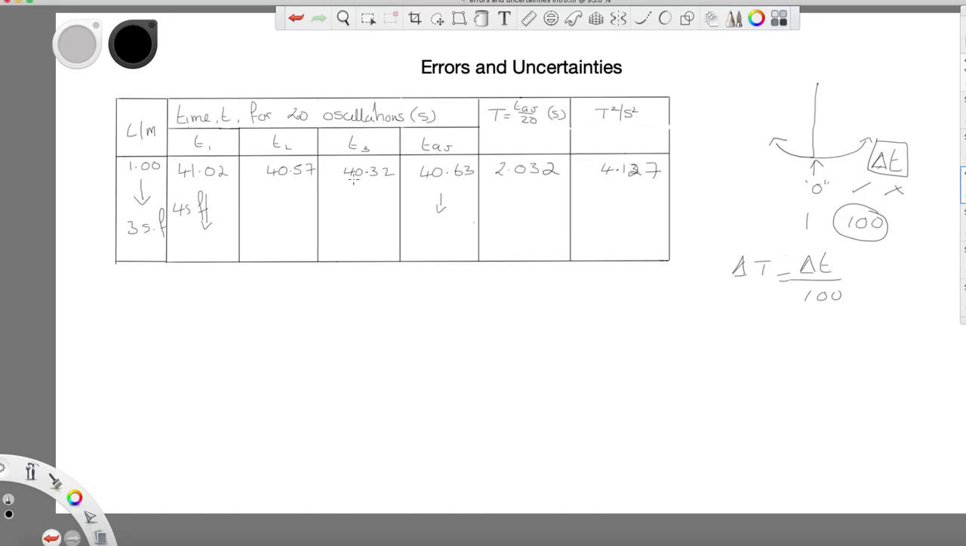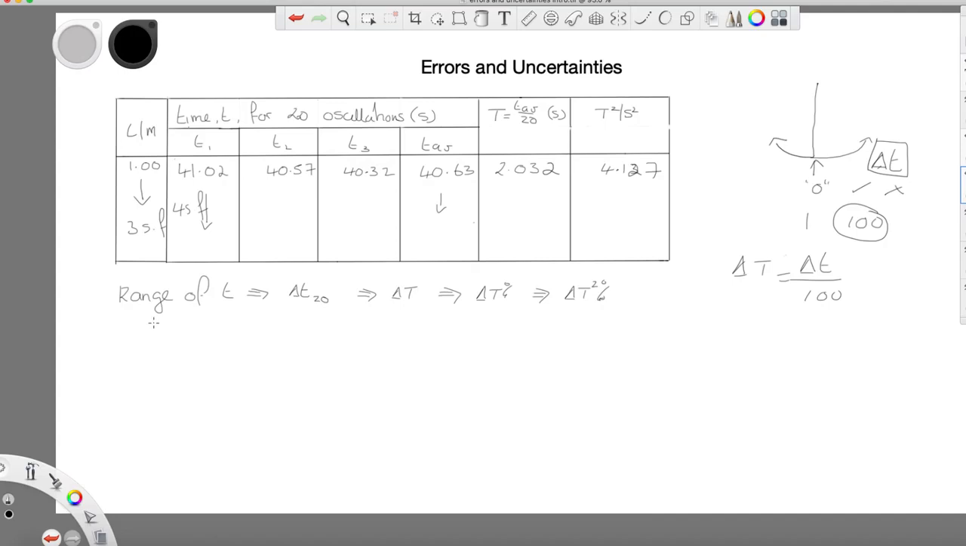So what we want to do now, of course, is to work out the range of t, which will give me my uncertainty in 20 t's, and then it will give me my uncertainty in the period, which I can use to work out the percentage uncertainty in the period, which I can use to work out the percentage uncertainty in the period squared. That's my sequence of events.